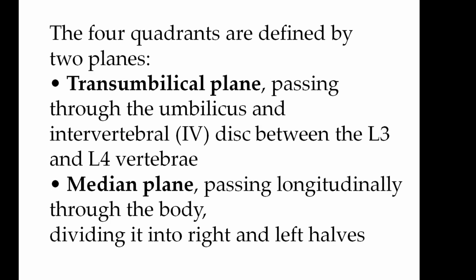The 4 quadrants are defined by 2 planes: the transumbilical plane passing through the umbilicus and the intervertebral disc between the 3rd and the 4th lumbar vertebra; and the median plane passing longitudinally through the body, dividing it into right and left halves.